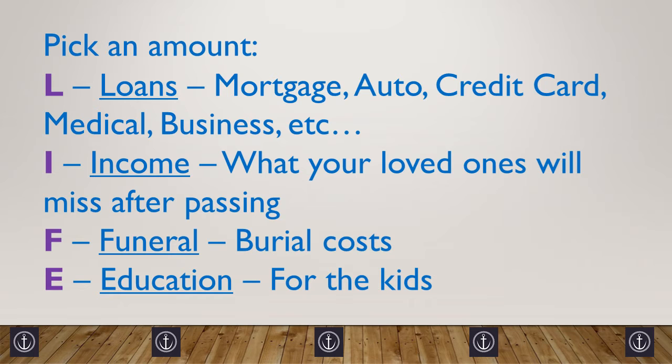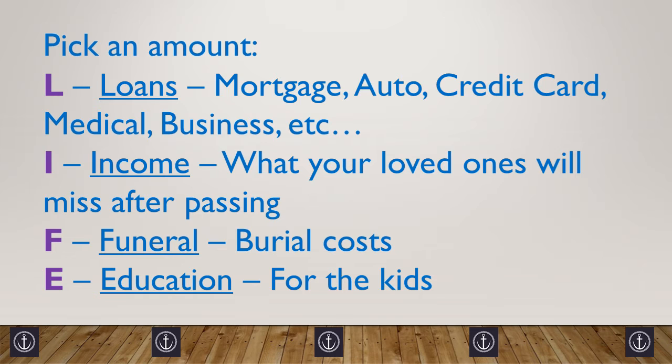The first thing we're going to do is go over the acronym LIFE, and this will tell you how to pick out the correct amount of life insurance that you're going to need for your policy. The acronym LIFE stands for loans. So you're going to want to add up your mortgage, auto, credit cards, medical bills, business debt, anything that you have that you owe people. You're going to add that up and put that in one box.